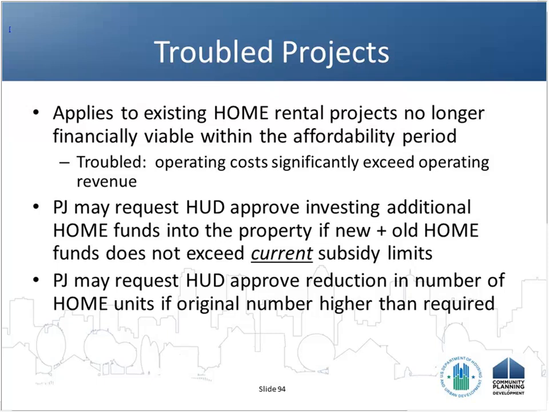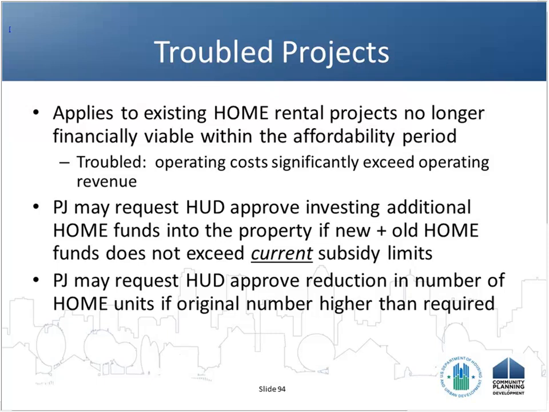So when we have a project that is essentially at risk, there is the ability for the PJ to go back to HUD and ask for the authority to be able to invest additional HOME dollars in that property. Now, obviously, that's not going to be the first action the PJ is going to want to do. They're collecting financial information. They're keeping an eye on their projects over the life of that affordability period and trying to intercede early before they would get to this situation. But this does allow the PJ to go back and ask for additional subsidy.